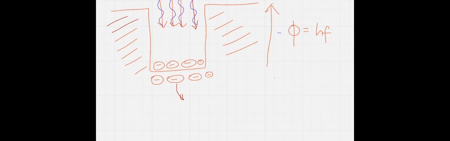And to leave the metal surface, each electron needs to absorb a certain amount of energy called the work function, which is usually denoted by the symbol φ.